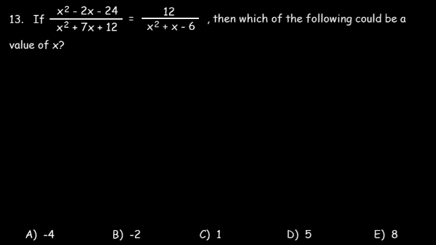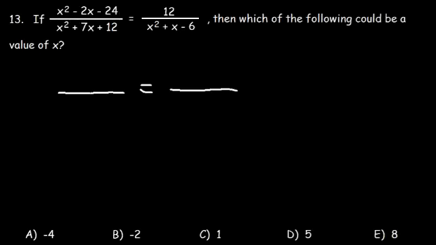13. How can we find the value of x in this expression? So what's the first thing that you would do? The first thing that we should do is we need to factor each expression. So let's start with the expression on the upper left side. How can we factor x squared minus 2x minus 24?